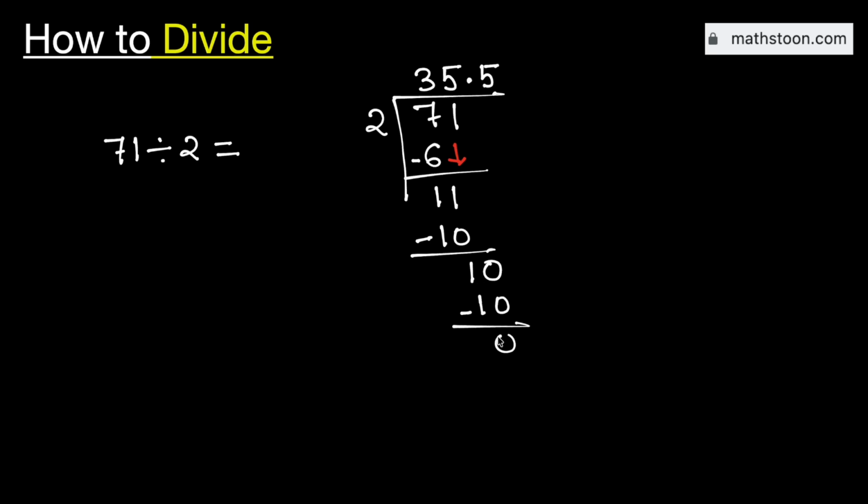Subtract, we get 0. As we have got the number 0 and we have no number to bring down here, so we will stop. Therefore, 71 divided by 2 is equal to 35.5, and this is our final answer.